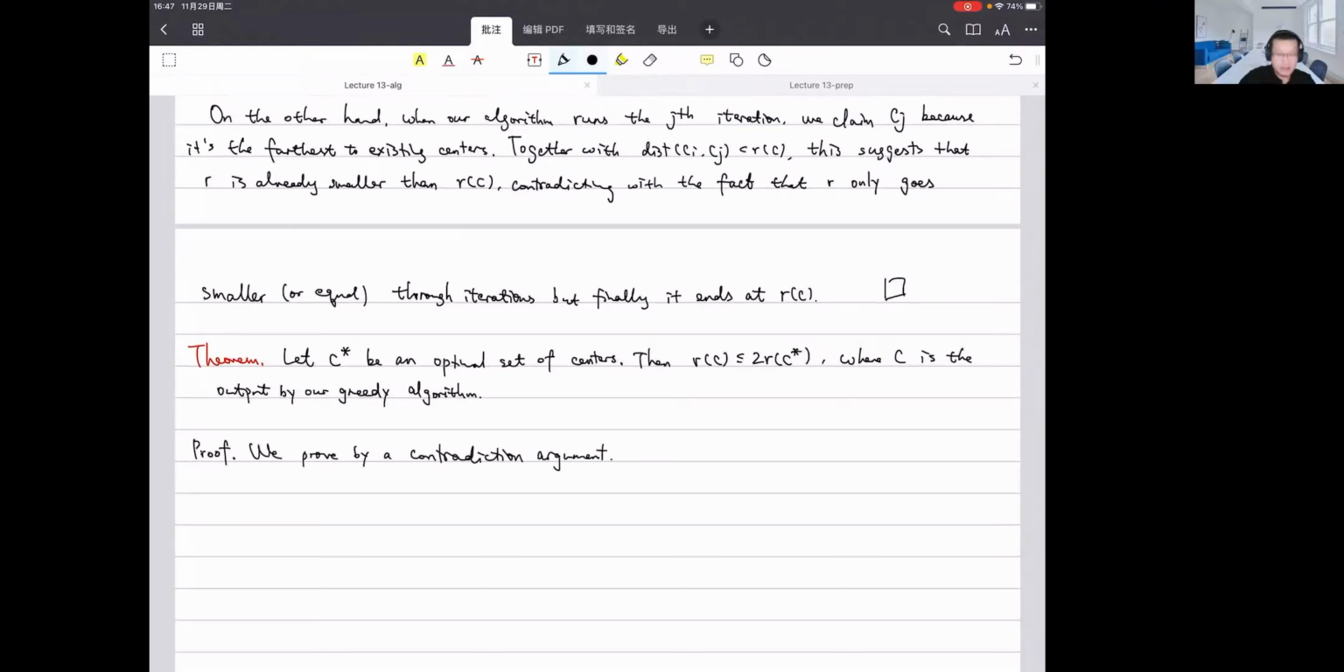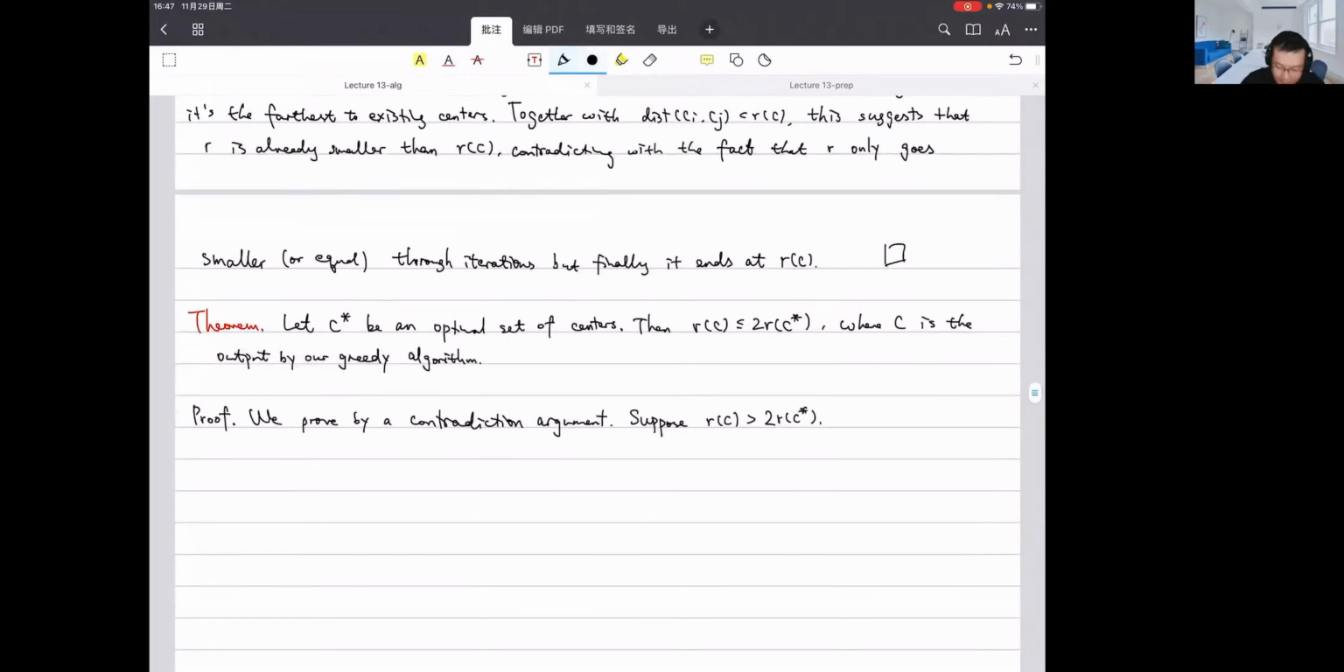So in particular, let's suppose the output is not so good. Actually, assume that RC is larger than 2 times RC star here. And let's see what contradiction we are going to encounter. In general, we know that there is ultimately going to be an optimal solution. This is just the C star that we are talking about.